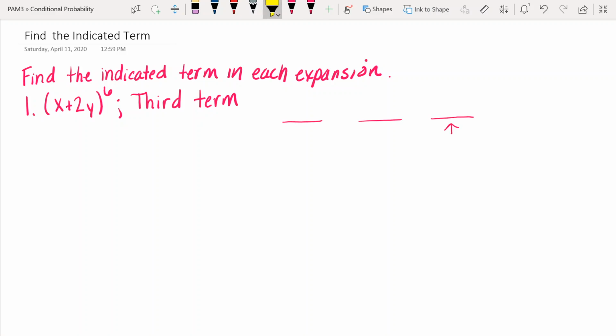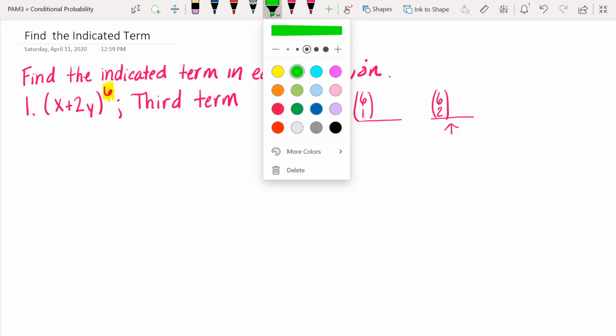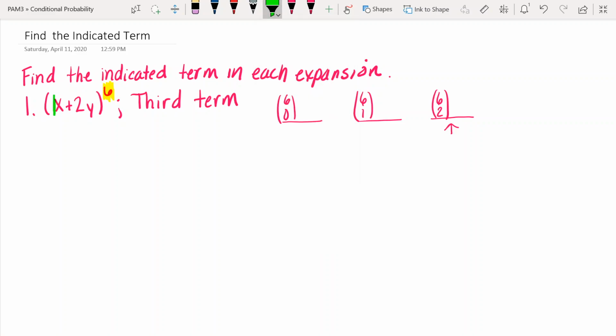Since this is to the sixth power, our combination starts off as 6, 0. This one would be 6, 1. And for the third term, it'd be 6, 2. Before we go on, there is a plus sign, which means everything is positive. So our term is going to be positive.